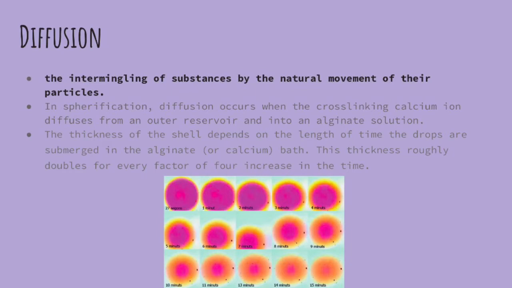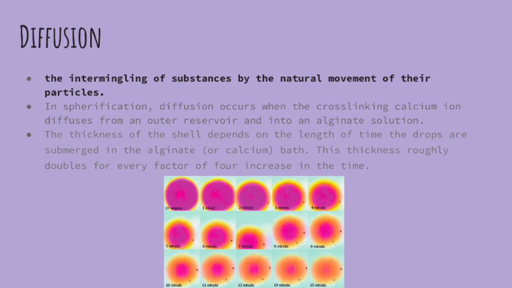You probably already know what diffusion is from bio and chem class, but it's basically the intermingling of substances by the natural movement of their particles. That's the most basic definition. This relates to spherification because diffusion occurs when the cross-linking calcium ion, like we talked about before, diffuses from an outer reservoir into the alginate solution. This is basically how the membrane is created around the sphere.